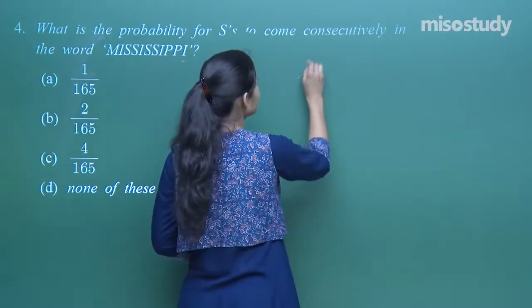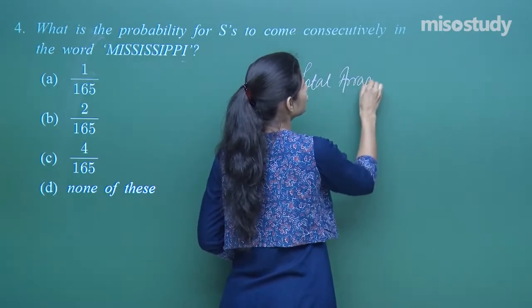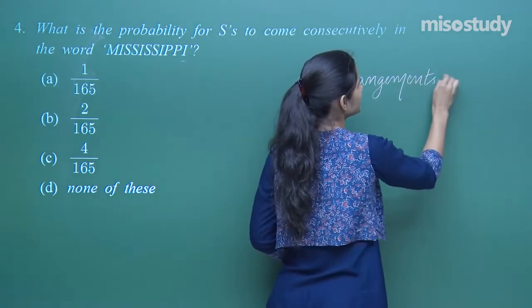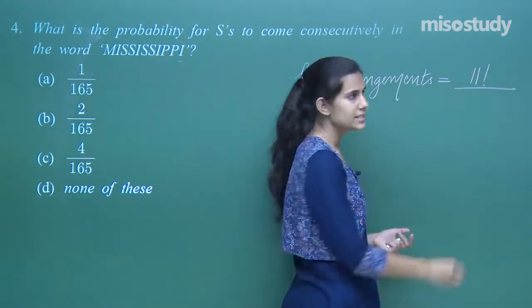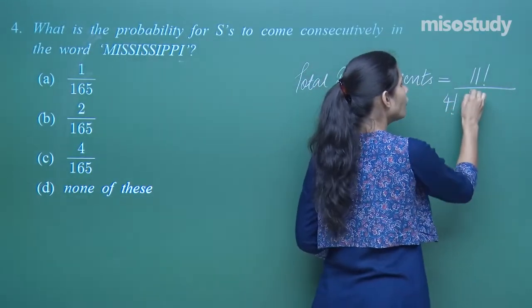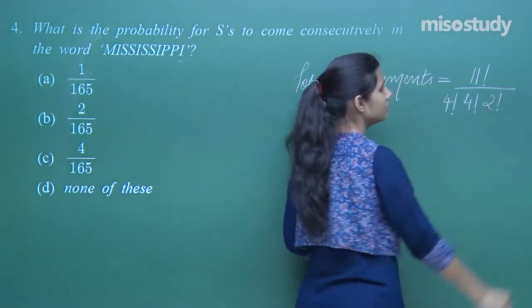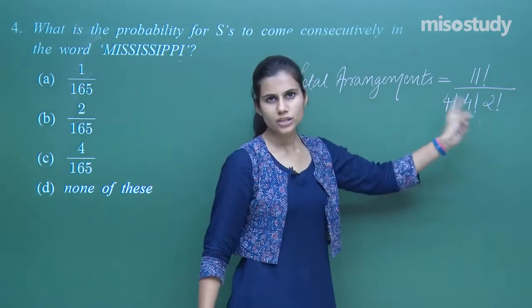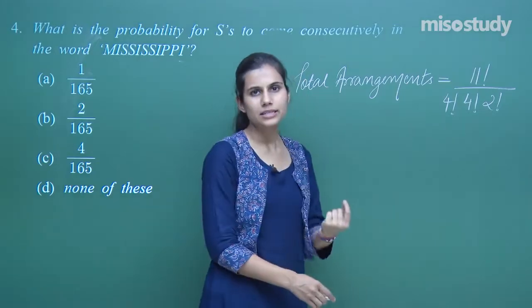So total arrangements can be how many? Total number of ways in which all these letters of the word Mississippi can be arranged in 11 places is 11 factorial. Now there are 4 S's, 4 I's and 2 P's. These are the total number of ways in which all the letters of the word Mississippi can be arranged in 11 possible places. Out of this I am saying S's should come consecutively.